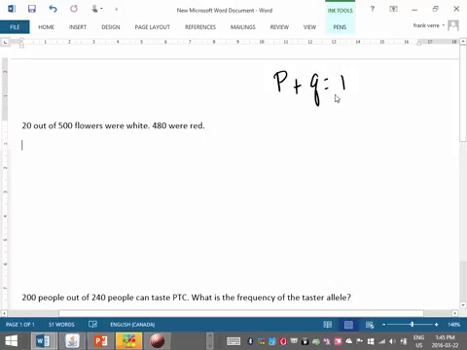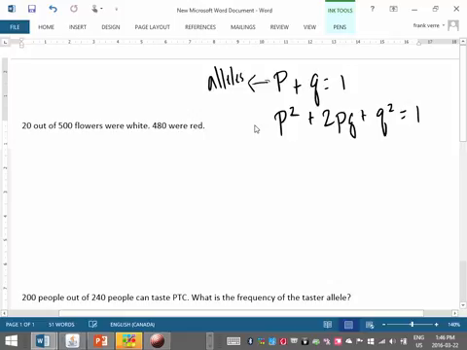Okay, that's one. And we're going to use this one. Okay, now remember, this is the frequency of what? This is the frequency of the alleles. Okay, and this is the frequency of the genotypes. How many alleles do we have in that scenario of the flowers? There's 2, right? There's a red allele and there's a white allele, okay?